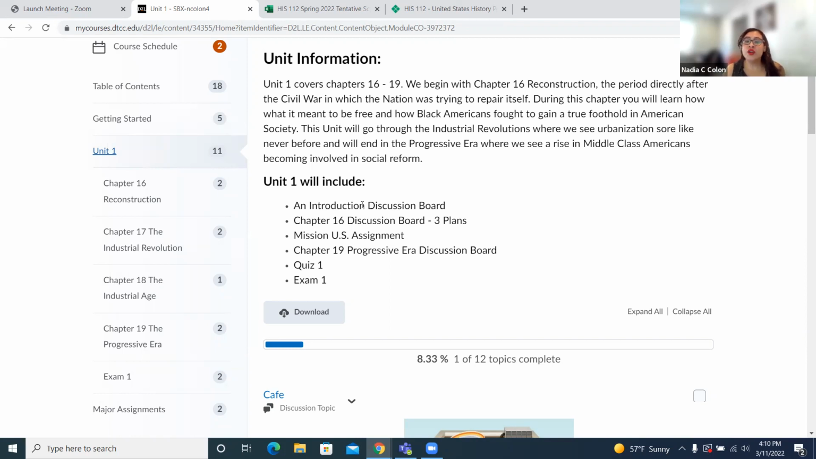This unit will go through the Industrial Revolution, where we see urbanization soar like never before, and will end in the progressive era, where we see a rise in middle-class Americans becoming involved in social reform. Unit 1 will include an introduction discussion board, Chapter 16 discussion board titled 3 Plans, a Mission US assignment, your Chapter 19 Progressive Era discussion board, Quiz 1 and Exam 1.